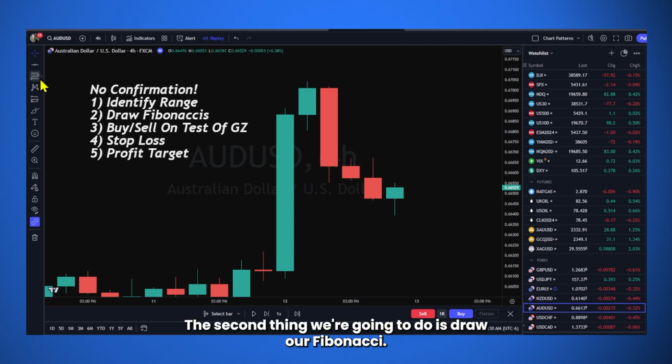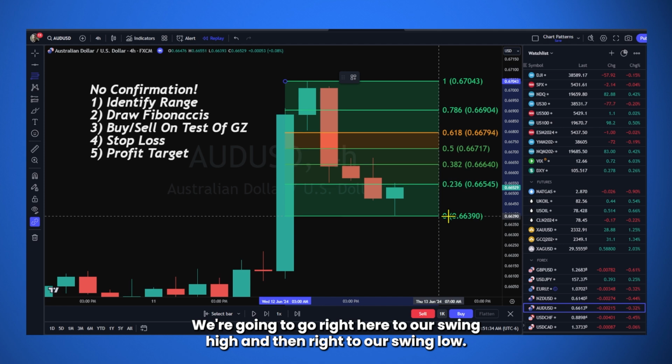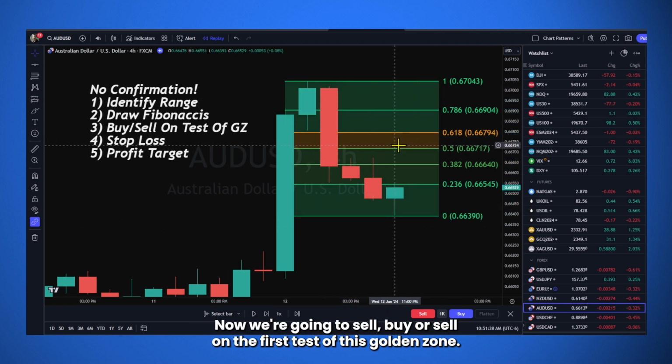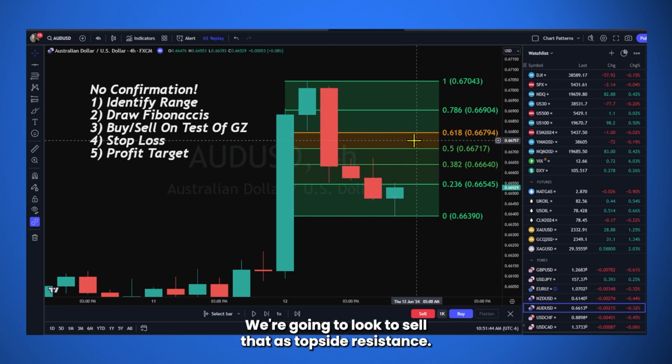The second thing we're going to do is draw our Fibonacci's. We're going to go right up here to our swing high and then right to our swing low, and there's our golden zone. Now, we're going to buy or sell on the first test of this golden zone. In this case, this is a downward move in price. We're going to look to sell that as topside resistance.